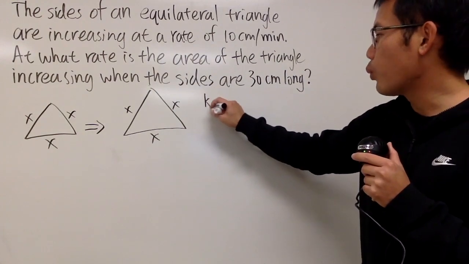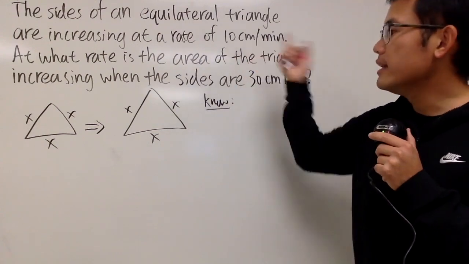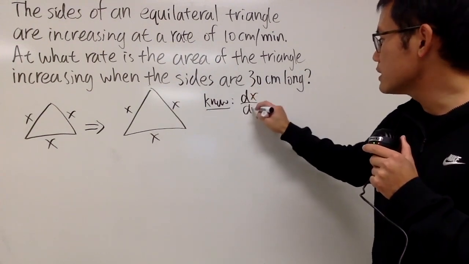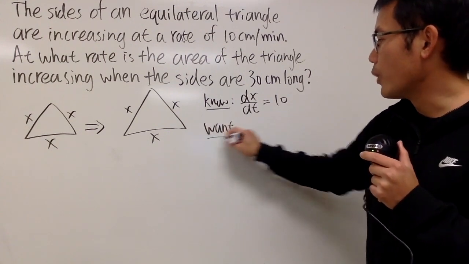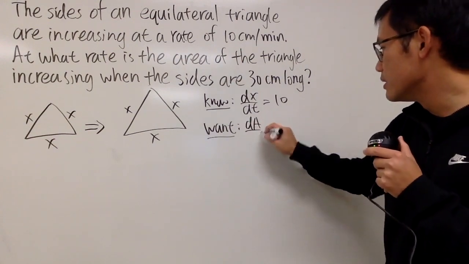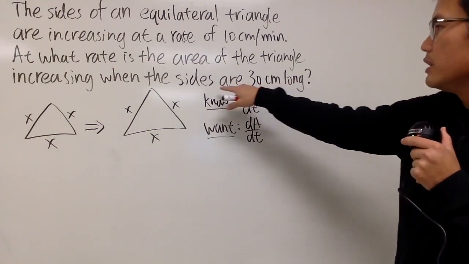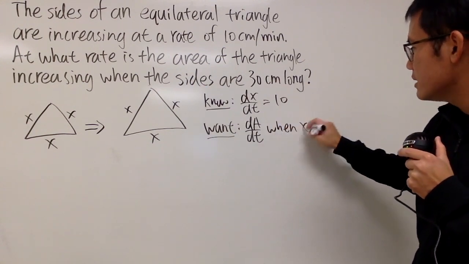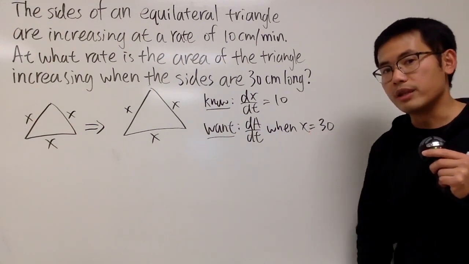And now let's put down what we know. Well, it says the sides are changing at this rate, and according to our picture, that will be dx/dt equals 10, like this. That's very nice. And what do we want to know then? We want to find out how fast the area is changing. So that's just dA/dt, and of course, A is the area of the triangle. And more particularly, it says when the sides are 30 centimeters long, so I will have to say when x equals 30. So this, again, is at the instant. This part is really important as well.